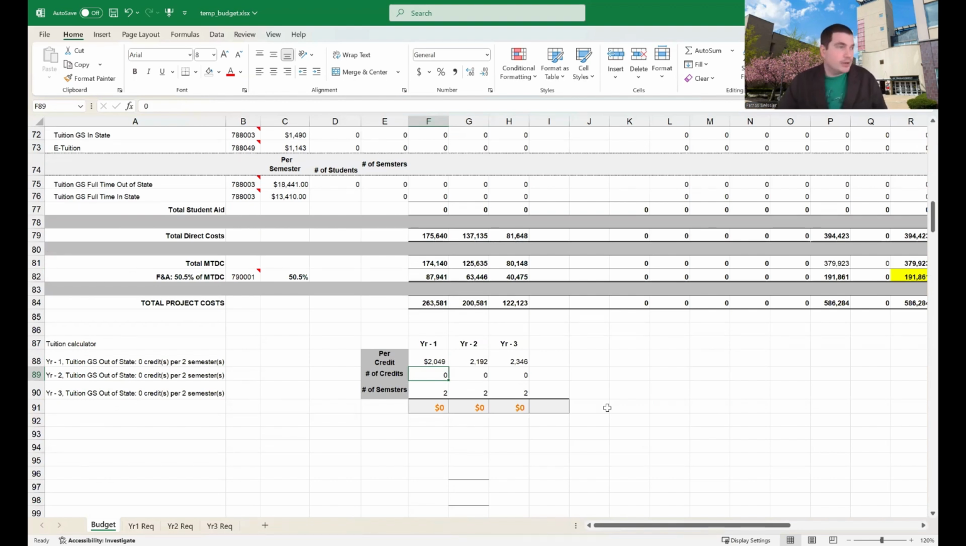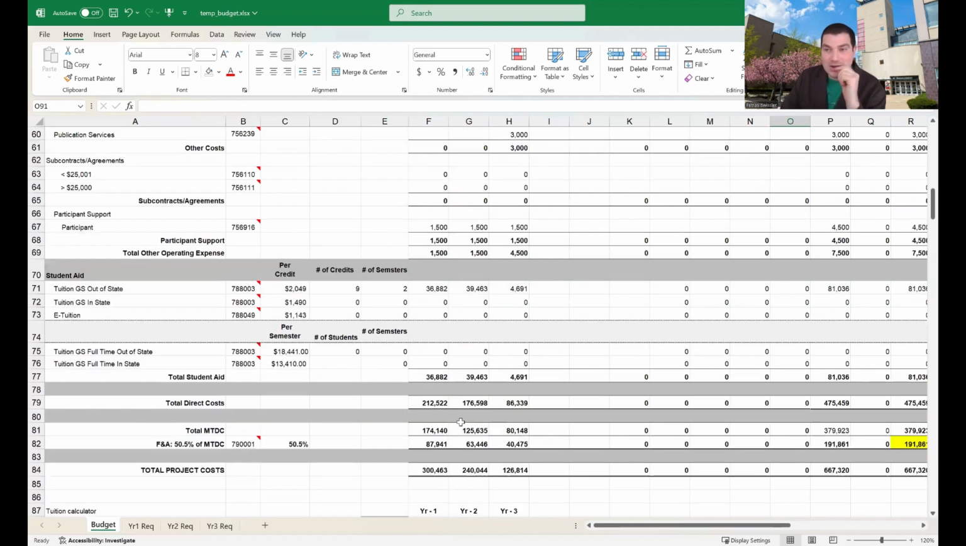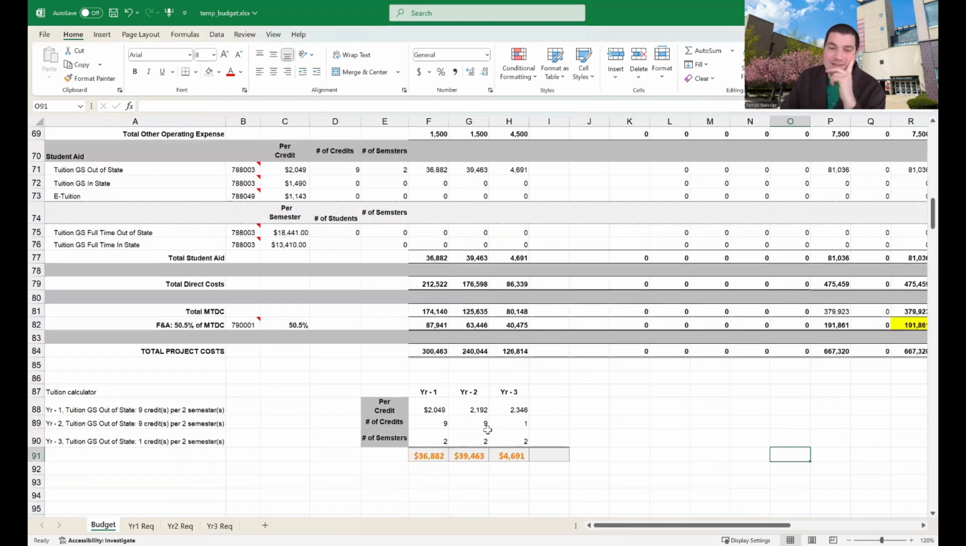Let's say that I am going to bring on a new PhD student, who has a bachelor's degree. They're going to need to take that number of credits for years 1 and 2. And then in year 3, it drops off a lot because they're no longer taking classes. They're doing just a research credit. And yeah, it costs a lot. This can be brought down if I have a master's student, someone who comes in with a master's.